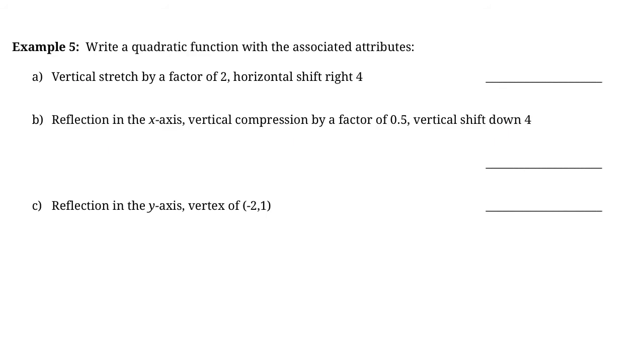All right, let's try going the opposite way. So this time we are given a list of transformations and we need to turn that into an equation. And we have a mix or a combination of vertical stretches and compressions, horizontal translations, and vertical translations. So in our first question, we have a vertical stretch by a factor of 2 and a horizontal shift to the right by 4 units.